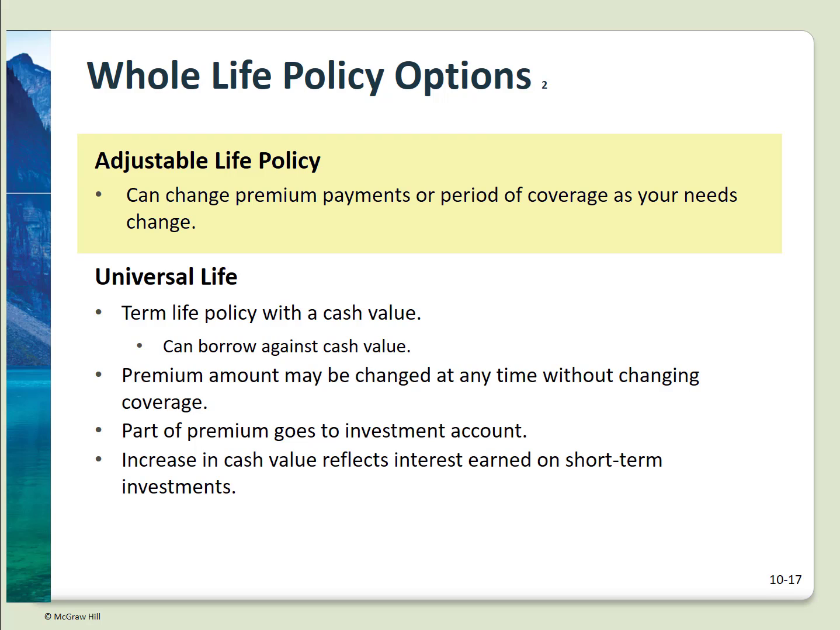Adjustable life allows you to change the policy while it's in effect, changing the term, the death benefit, or the premium. Universal life is a whole life policy that combines term life and investments. You can change your premium amount without changing your coverage. As with variable life, a portion of your premium goes in an investment account, which impacts the cash value of your policy.